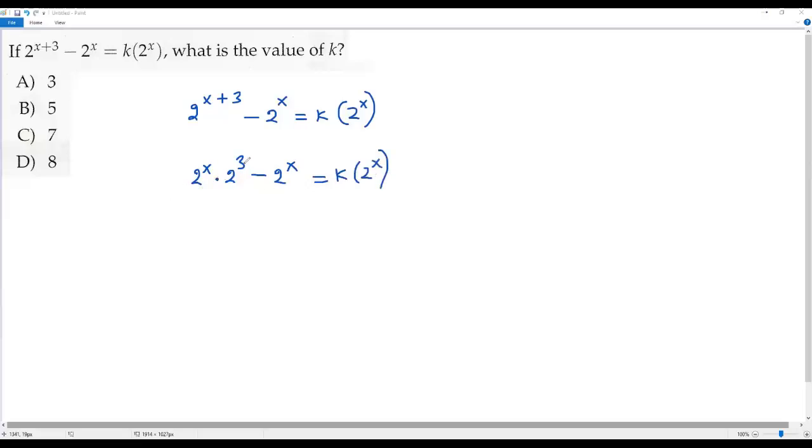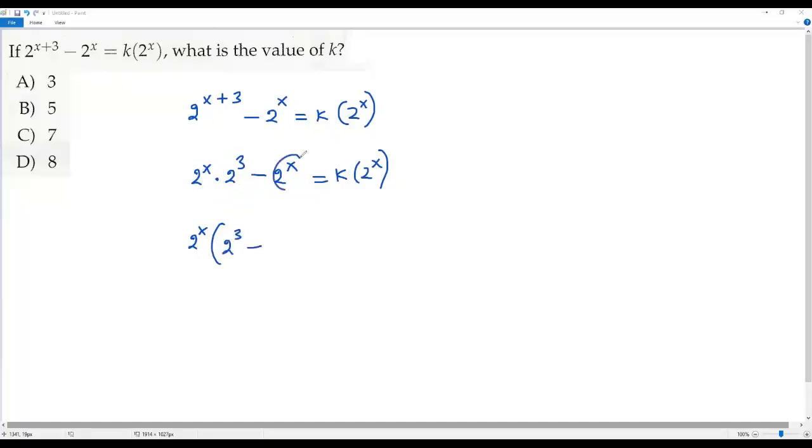So here on the left side, both terms have the common factor 2 to the power x. Since both terms have it, we can factor 2 to the power x out. So what is left in the first term? To find that, I divide the first term by the one I factored out, that is, by 2 to the power x. Then this will cancel out, and I have only 2 to the third power left in the first term.